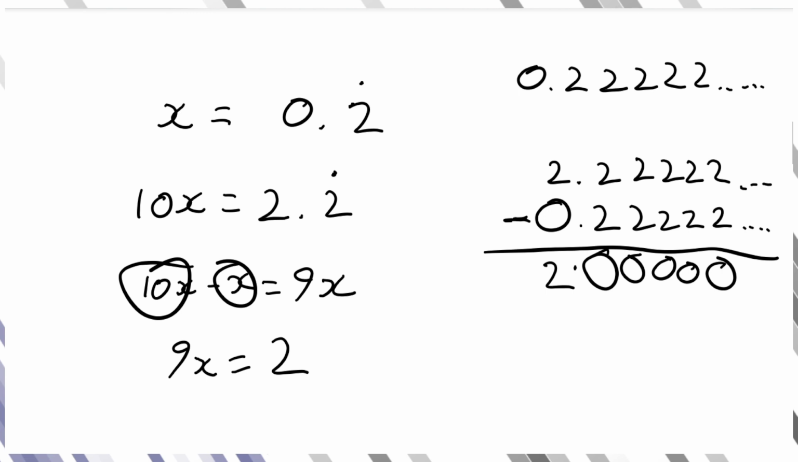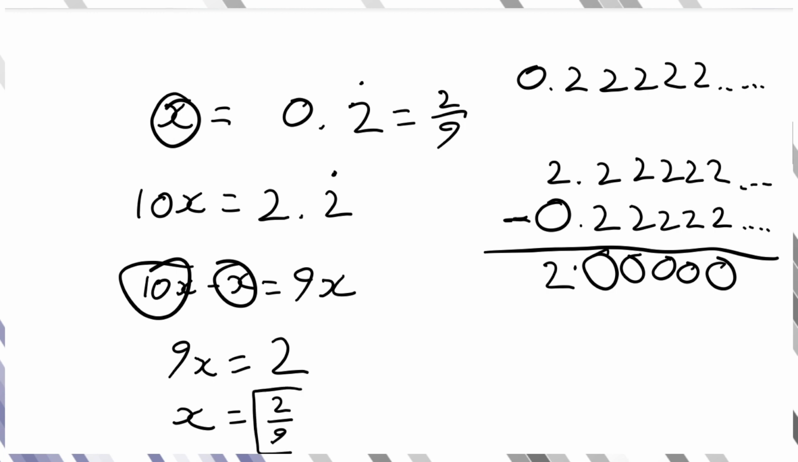So 9x equals 2. From here we can figure out what x was. But wait a minute, we already know what x is, 0.2 recurring. But if we just divide both sides by 9, 2 divided by 9, we can write as a fraction. And that is our recurring decimal as a fraction, 2/9. So it kind of circles back to what x was originally, but this time we've got it as a fraction. Because we know that 9x is equal to 2, so 1x must be 2 over 9.